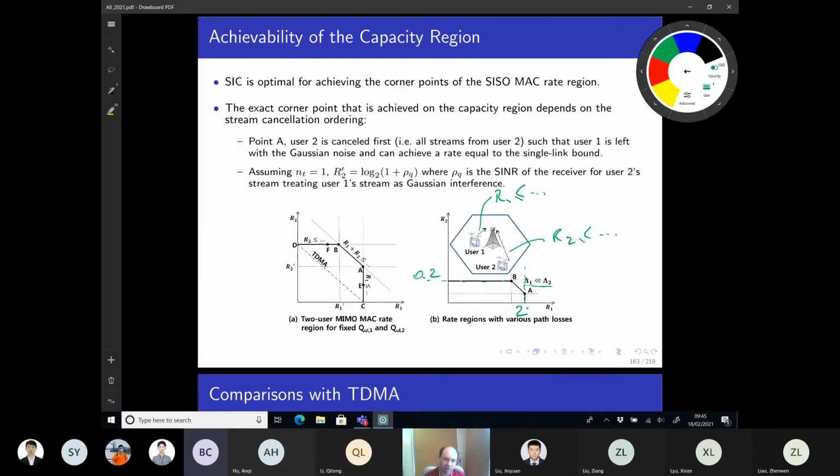So the shape of that region will depend on where the users are located. In other words, what's the channel strength of those different users, right? If I had the opposite, if user 2 is close to the base station and user 1 is far away, I'm going to have something like this. So I still have a pentagon, but now instead of being fat like this, it's actually tall.